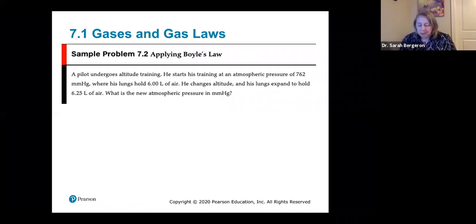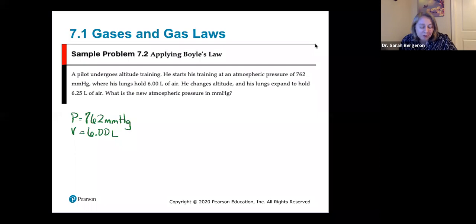All right, so let's try one more problem with Boyle's Law. You don't have to know it's Boyle's Law. Well, you do have to know Boyle's Law, but to solve a mathematical problem, you don't have to know which law you're using. So a pilot undergoes altitude training. He starts his training at an atmospheric pressure of 762 millimeters of mercury, where his lungs hold 6 liters of air. So lungs hold, that's volume, 6 liters of air. He changes his altitude and his lungs expand to hold 6.25 liters of air.